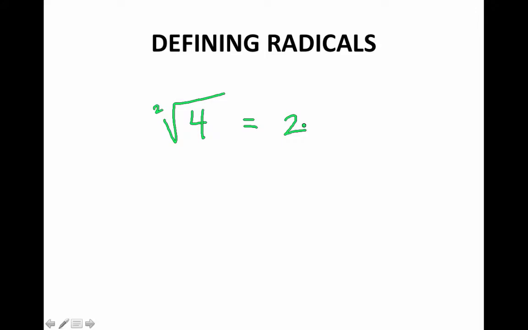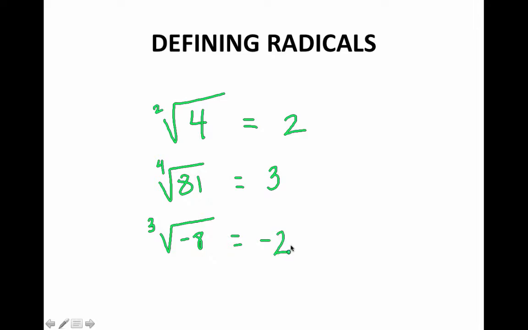Or maybe we have the 4th root of 81. So this is saying there's some number times itself 4 times that equals 81. And that number is 3, because 3 times 3 is 9, times 3 is 27, times 3 is 81. Or lastly, we might see something like this, which is saying there's some number times itself 3 times that equals -8. And that number is -2, because -2 times -2 is 4, times -2 is -8.